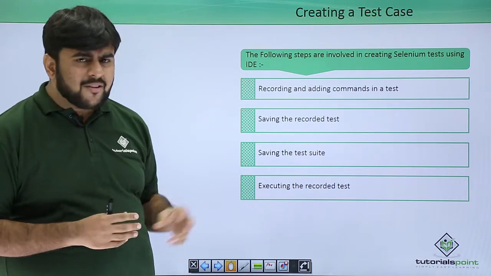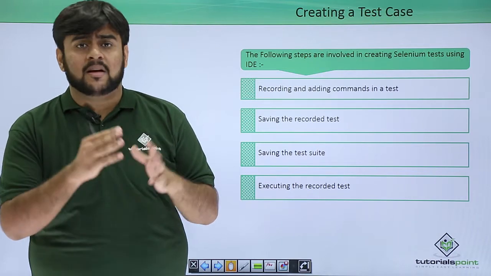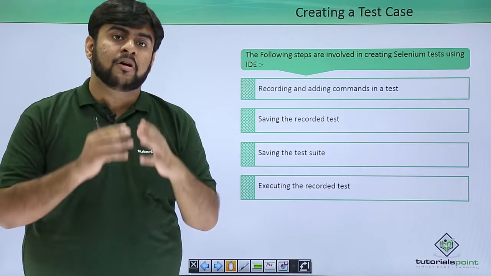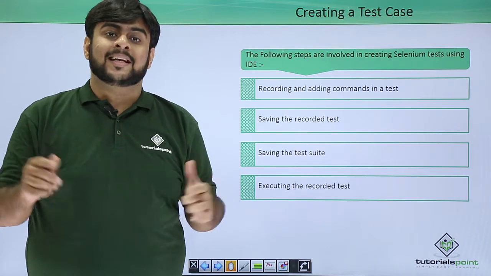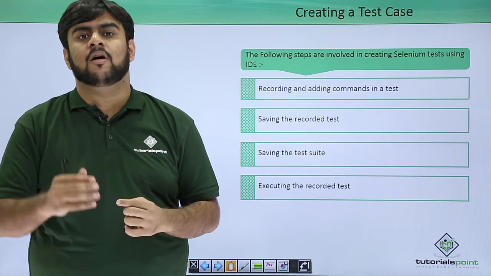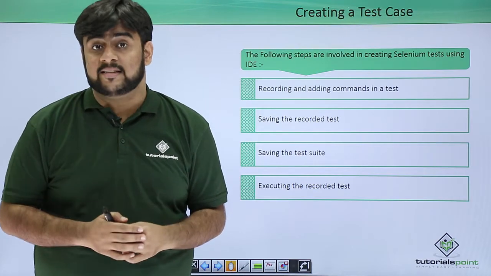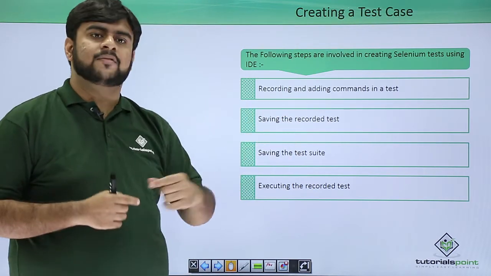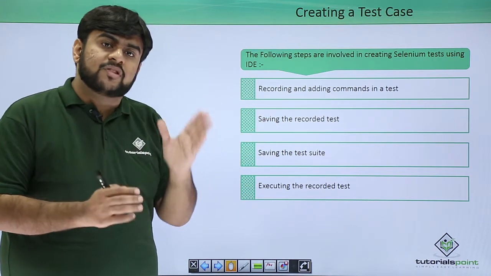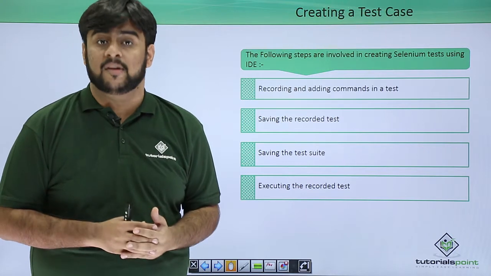The very first step is recording and adding commands in a test. The pane that was shown in the previous video was the test case pane. In that particular pane, we actually record, and the commands are added automatically. After this, we save the recorded test case. After saving, we also need to save the entire suite that is available.